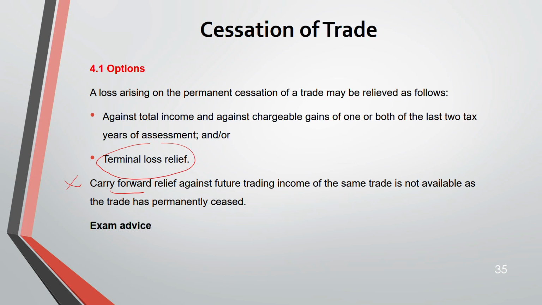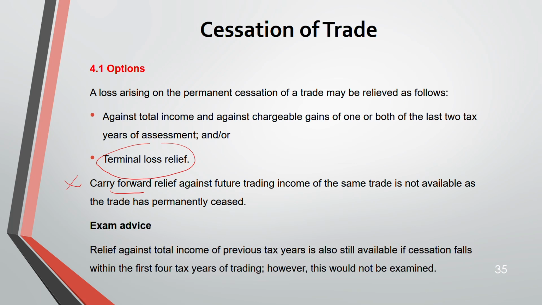So, exam advice. Relief against total income of the previous tax year is also still available if your cessation falls within the first 4 tax years of trading. However, this will not be examined. So they will not ask where you just started for 4 years and you're finishing it off and getting relief against total income of the previous tax years. This they will not ask you, don't worry.